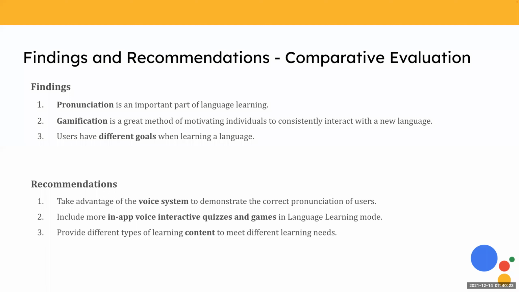Next are the findings and recommendations from our comparative evaluation. We found that pronunciation is an important part of language learning, but competitors do not cover it very well. Users also like gamification to keep them motivated, and different users have different goals when learning a language. We recommend that Assistant incorporate pronunciation as it is a place for Assistant to differentiate itself as it has advanced speech capabilities. We also recommend using gamification techniques such as interactive quizzes and games to keep users interested, and believe that there should be different types of learning content to meet different learning needs. This can mean content for specific use cases such as traveling or becoming fluent in the language for work.